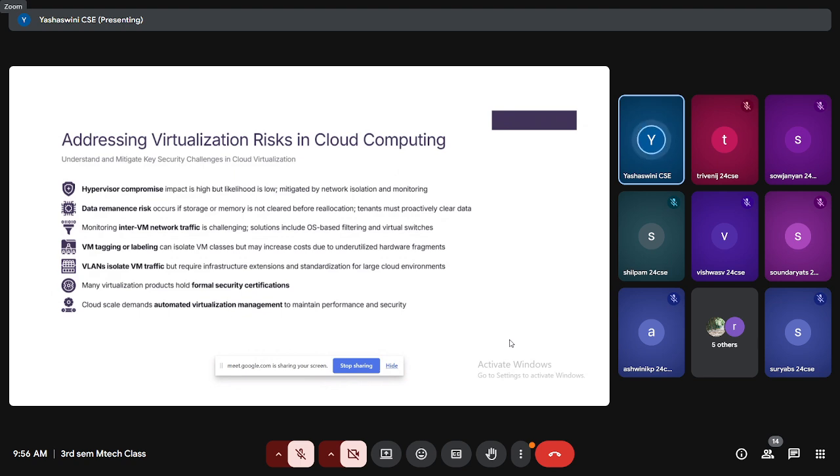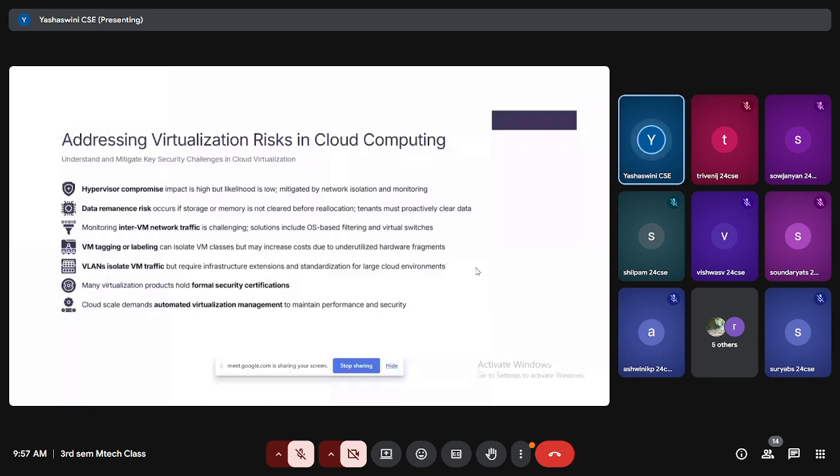Then coming to the virtual machine traffic, in order to ensure that it has that standardization policy, what you can do is you can isolate VLANs from the virtual machine traffic, so that any extension is required in order to store data in a large cloud environment, it will be easy for you to monitor the virtual machine traffic.